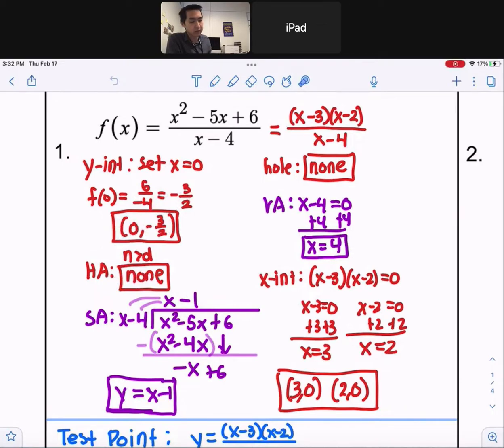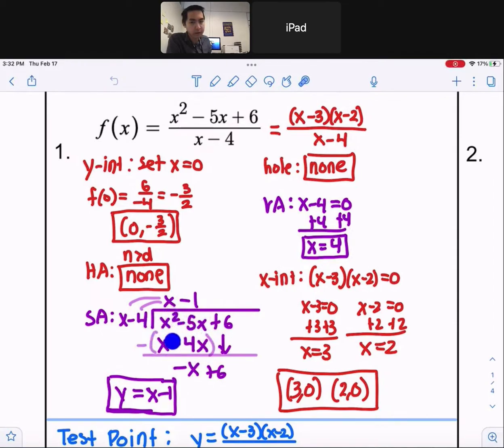Now, to get the horizontal asymptote, because the degree of the numerator is higher than the degree of the denominator, the horizontal asymptote is none. And that means you're going to have a slant, because this 2 is 1 greater than this degree of 1 right there. So you have to do long division. So x squared minus 5x plus 6 goes inside the division sign, divided by x minus 4. So x times x gives you x squared, and x times negative 4 gives you negative 4x. Now, you do have to subtract this whole thing from the top.